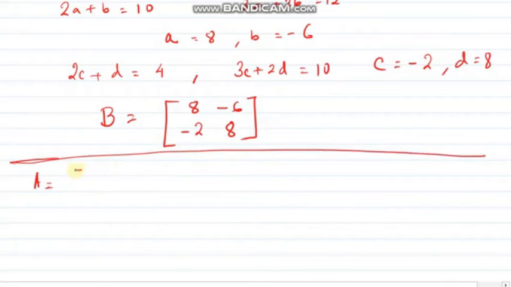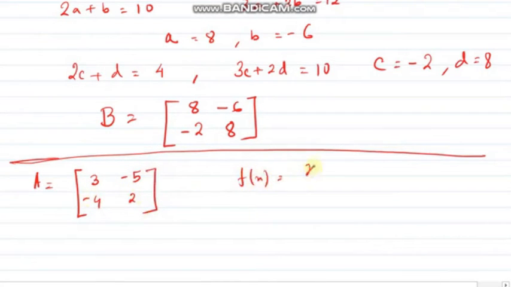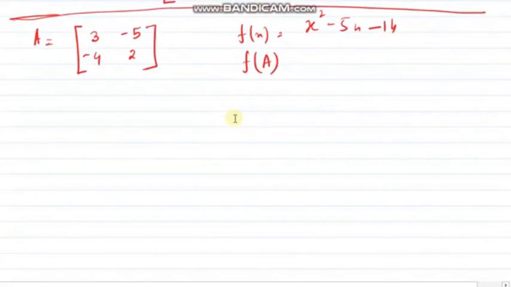Matrix A is given as [3, -5; -4, 2], and f(x) equals x squared minus 5x minus 14. You need to calculate f(A). So what you need to calculate is A squared minus 5A minus 14.